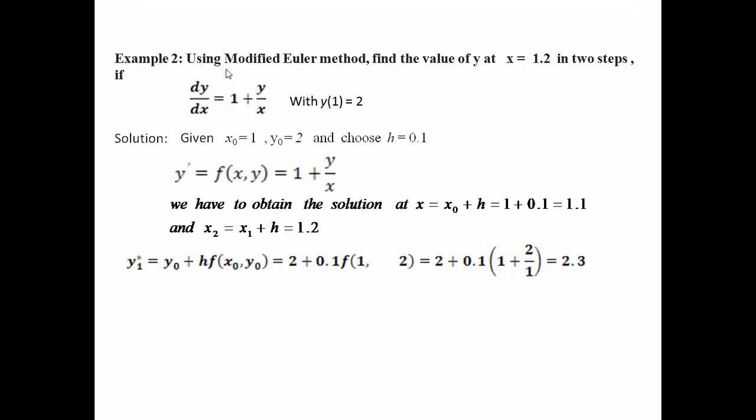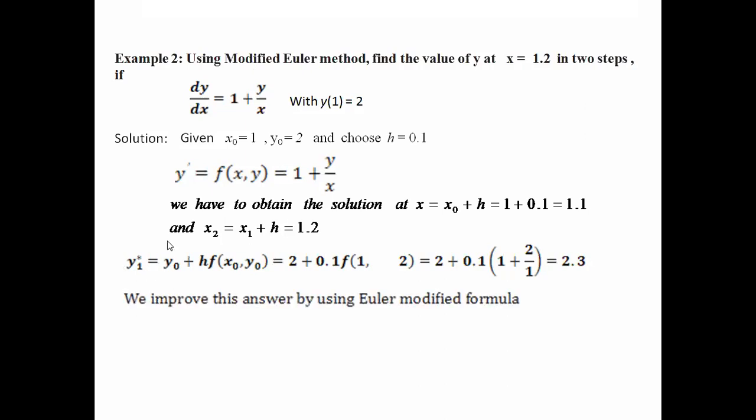But the question is to use the modified Euler formula. The meaning of using the modified Euler formula is that the answer obtained, you have to modify it. That means you have to improve this and get closer to the exact solution. This is only an approximate solution. To get this, use the modified formula. So how to use this?